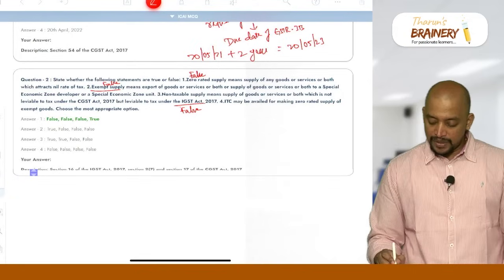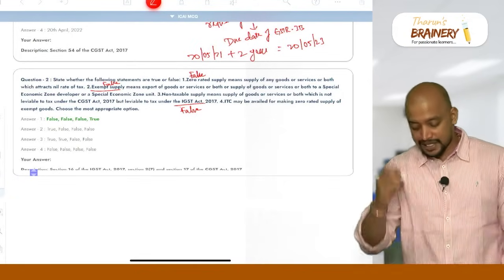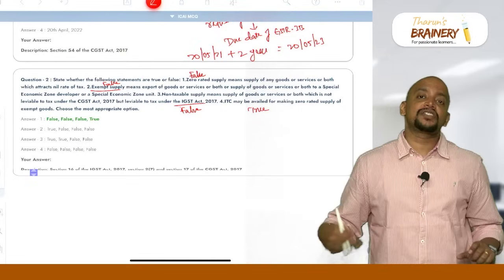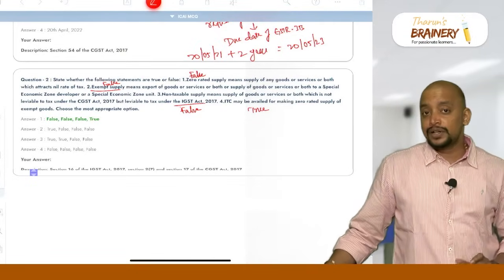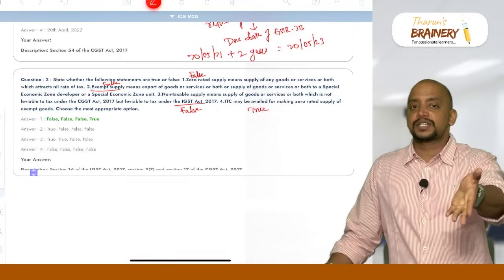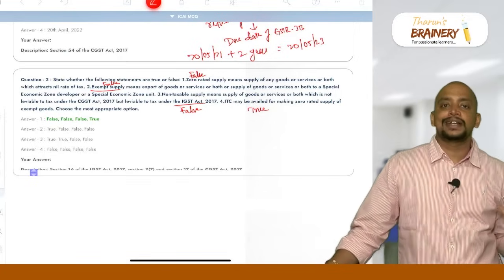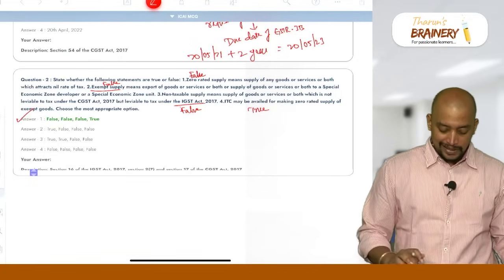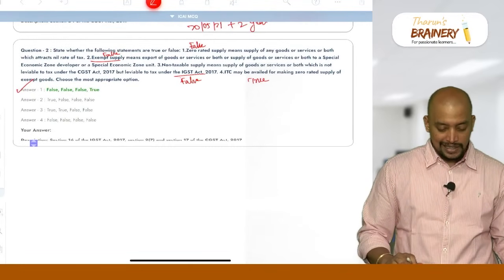ITC may be available for making zero rated supply of exempted goods, yes, true, because exempted goods, the moment they are exported, become zero rated. Even though for exempted goods in outward supply we cannot take ITC, the moment exempted goods are exported they become zero rated, so we can take ITC on our inward supply. That's true. So for answer 1, option A is the correct answer.